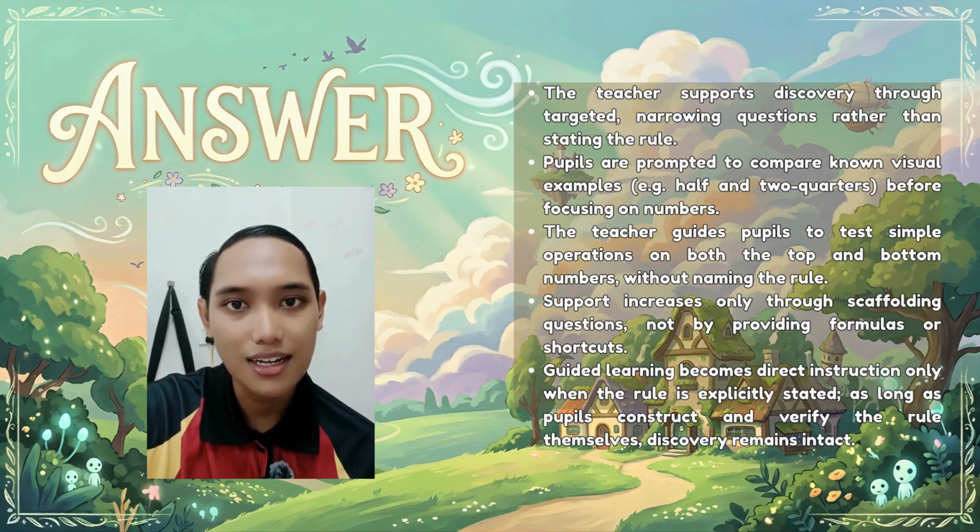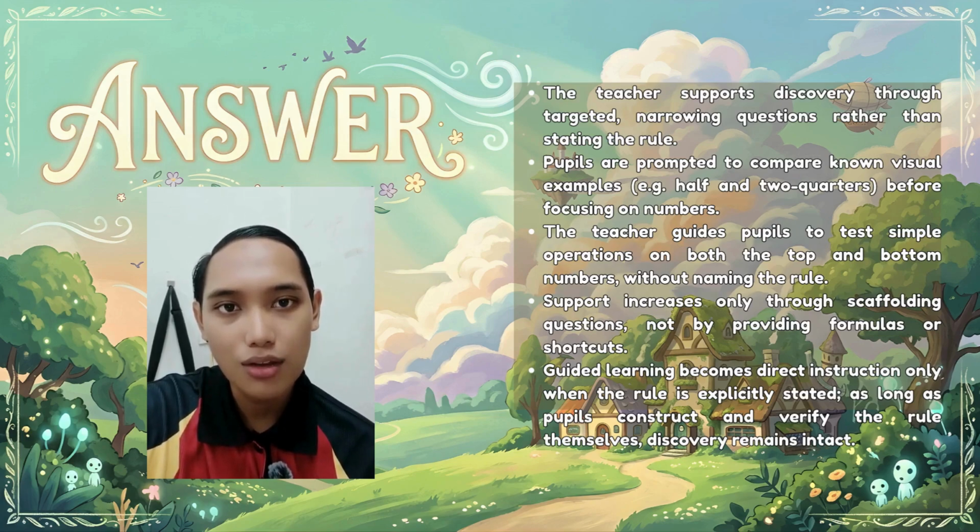Secondly, the teacher's role at this stage is strategic facilitation rather than direct instruction. Discovery is guided through carefully planned questioning, not by giving formulas or shortcuts. For example, instead of stating the rule, the teacher may ask pupils what operation can be applied to both the numerator and the denominator to maintain the same value. This approach narrows their focus and supports reasoning, while still allowing pupils to arrive at the conclusion themselves.